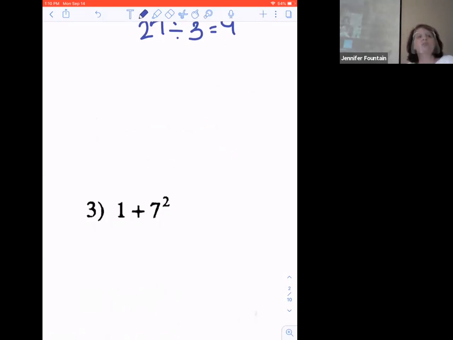I'm going to do the exponents first. So I'm going to do 7 squared is 49. So now I have 1 plus 49, and that equals 50.